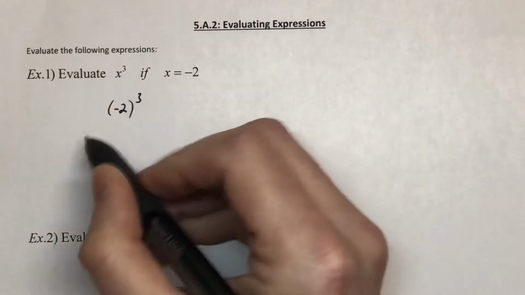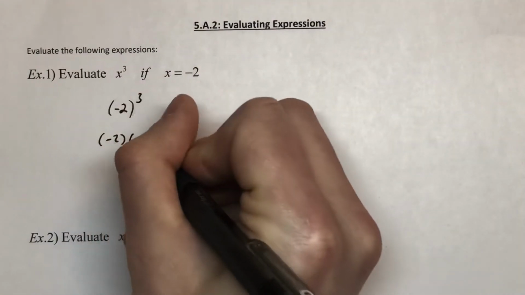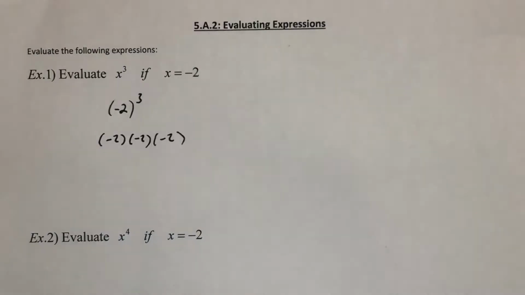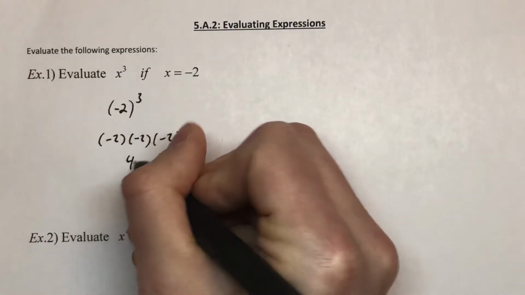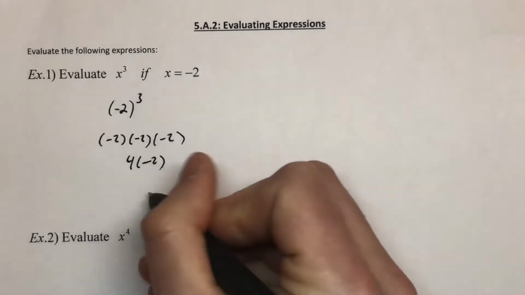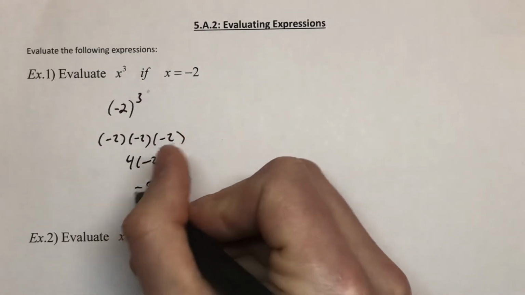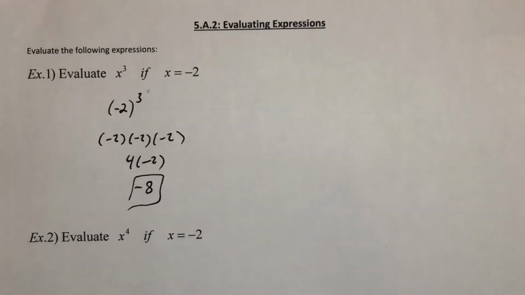So that's 3 copies of -2. If you want to or need to write it out, feel free to. But that's -2 times -2, which is a +4, and then +4 times -2 for -8.